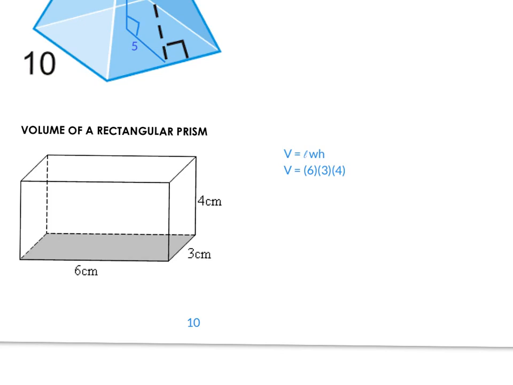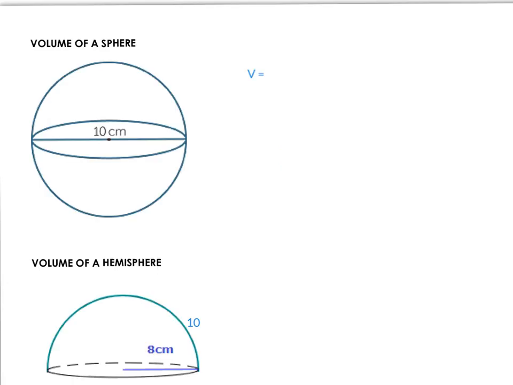So then it's just a job for your calculator. You can put 6 times 3 times 4, and you should get 72. Then I'm just going to take my units from the picture, centimeters, but it's cubed since we're talking about volume. Okay, on to a sphere.